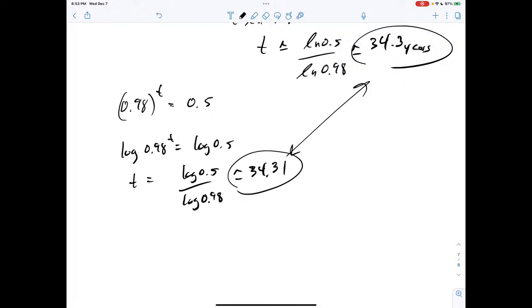Oh, I answered your compound interest question. Okay, good. I didn't know if I had answered it. Okay, are there any other questions that anyone needs?